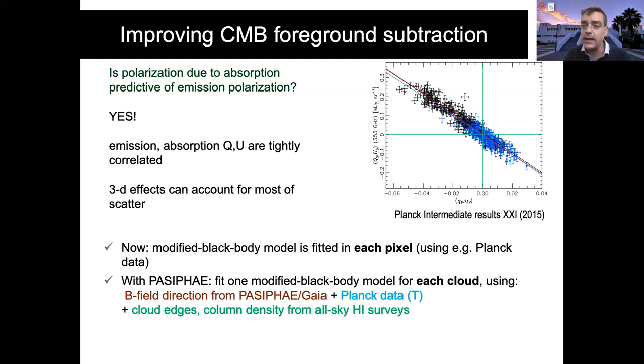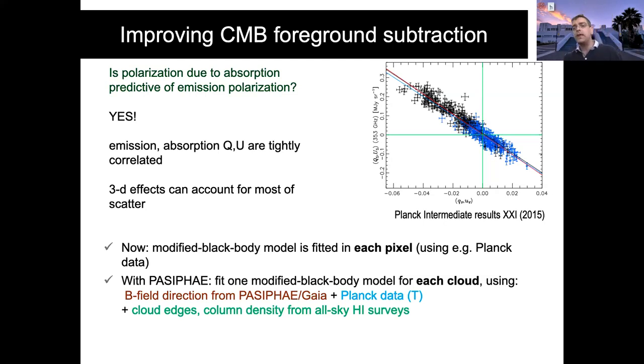If you have more than one cloud along the line of sight, then you naturally add up the Stokes parameters. They have this additive property. Then one can use this model that includes the three-dimensional effects to subtract, right, the foreground. Our colleagues at the University of Oslo, the Commander group, are developing this method. So this is the ultimate goal, right, of PASIPHAE.